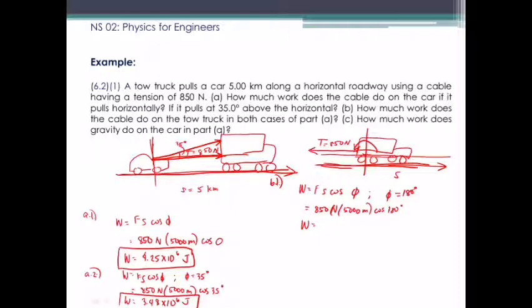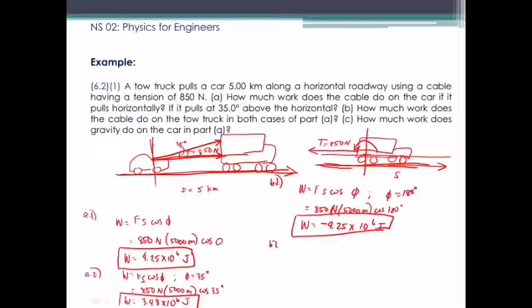So, negative 4.25 times 10 to the power 6 joules. Negative because they are opposite in direction. This is the track. Here, our focus is the free body diagram of the car.